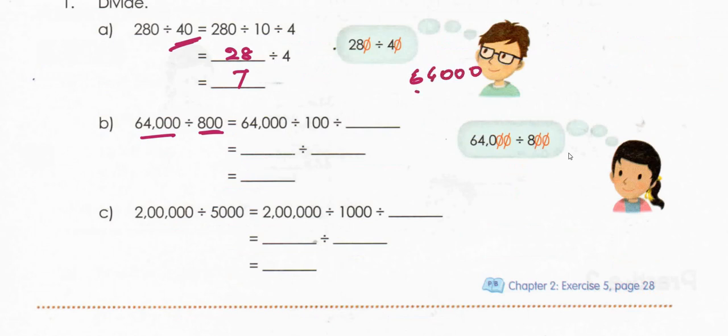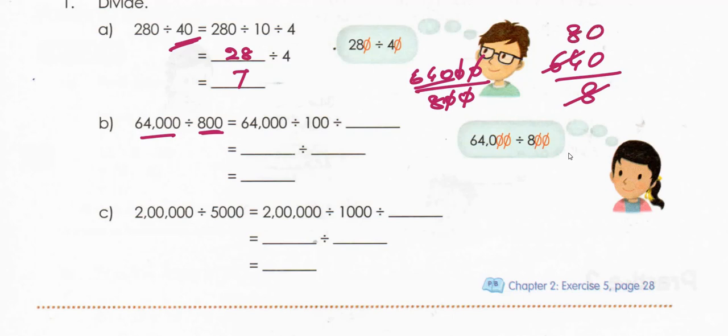64,000 divided by 800. You can do it in this way, or you can simply cancel directly. Like this, you get 640 by 8. 640 by 8: 8 1s are 8, 8 8s are 64. The answer will be 80. You can write down the answer as 80.